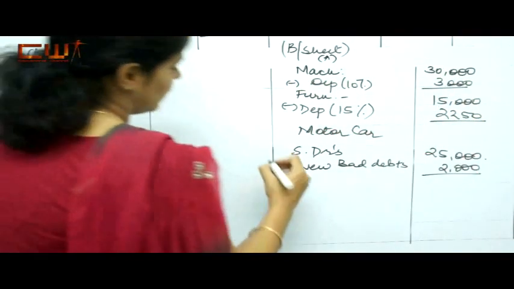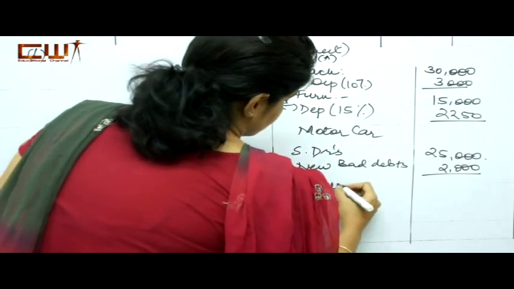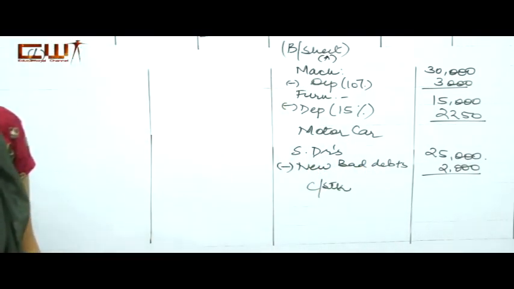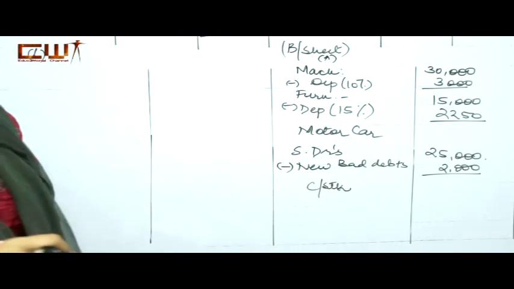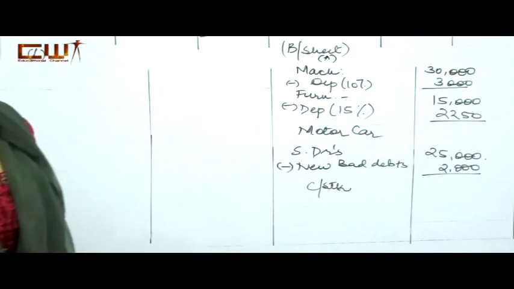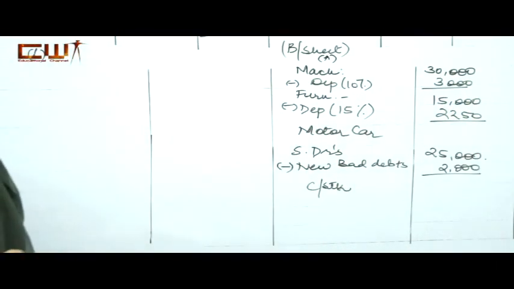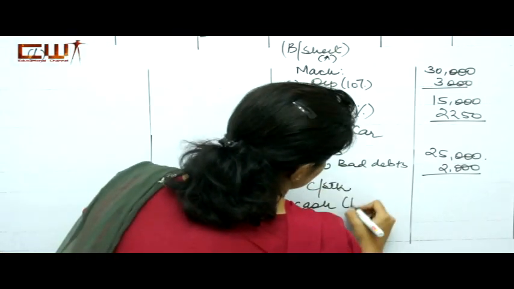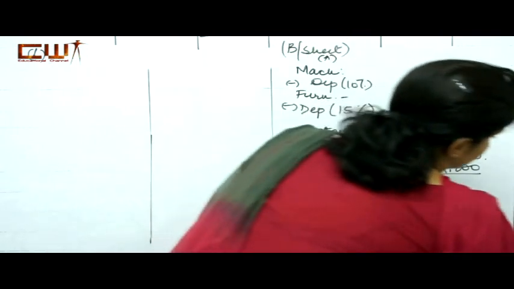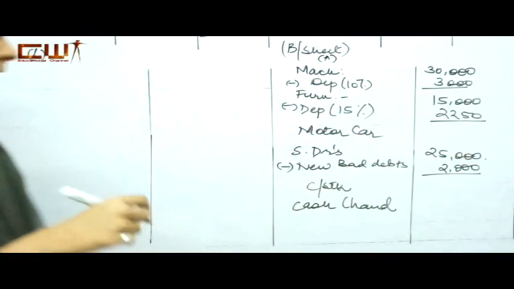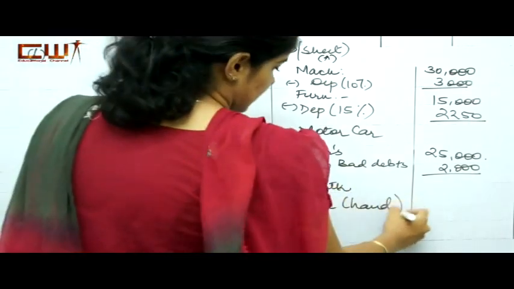What else? Closing stock. Closing stock you will take. How much is the closing stock given to you? Closing stock is at the cost price and market price, so you will take it at the cost price. Closing stock 50,000. Right? What next you have? You have cash in hand. Cash in hand is left. That will come on the asset side. This is cash in hand. How much? 9,000. That's all. So you have 9,000 as cash in hand as the last item.